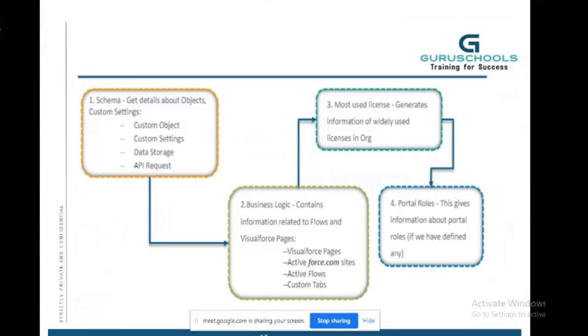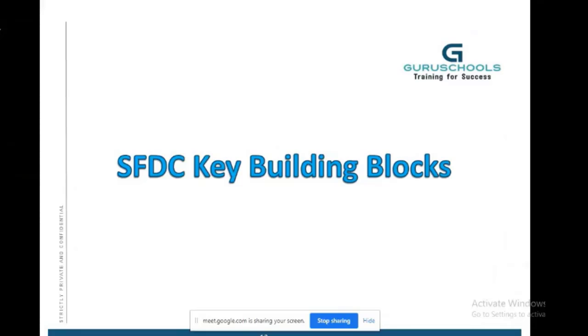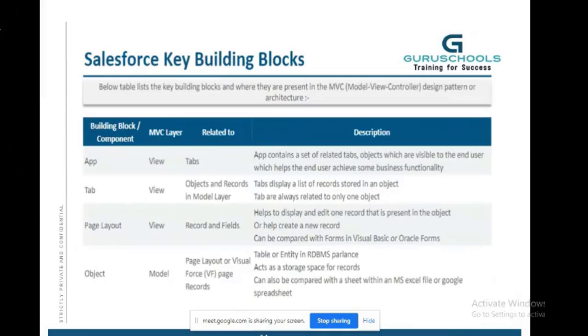And coming up to the next, we have the custom object, custom setting, data storage, API request. So it all comes in the Salesforce building block, Force.com, and SFDC key building blocks. Salesforce key building blocks are talking about the application. Again, the MVC pattern is followed here. MVC layer, view, tabs. Tabs talk about the apps.